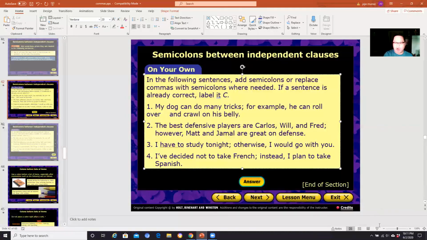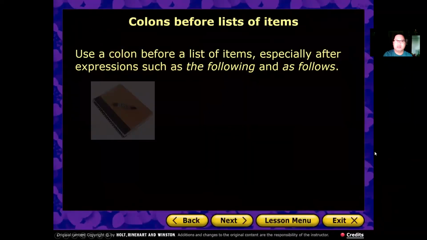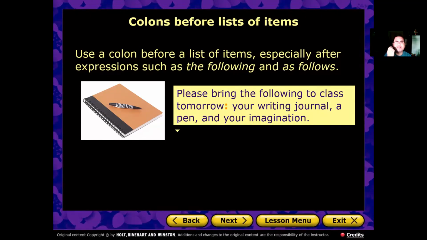So we are moving on to the last punctuation, which is colons. Okay, use a colon before a list of items, especially after expressions such as the following and as follows. If you have the words following and as follows, automatically you're going to use colon. Like this example right here, I have the word following. Please bring the following to class tomorrow.